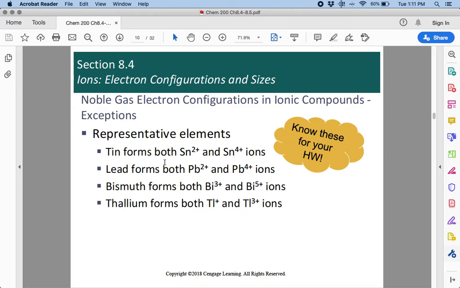But we do have some of our transition metals where they only form certain configurations, and this has more to do with how many electrons are in that d orbital and different things they will do to lower energies. This is why tin will only exist as +2 or +4, the same with lead. Bismuth will have a +3 or a +5, and thallium will be a +1 or a +3. Again, you really need to know these more for your homework. I won't necessarily be asking specific questions on tests or quizzes with these.